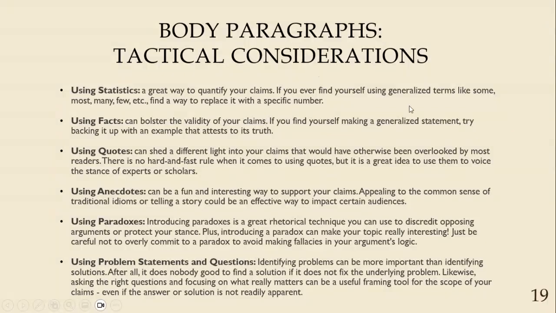Oh yeah, one thing I missed up here. So with statistics, if you find yourself using generalized terms like some, most, many, few, all, I would challenge you to find the research that proves it. Because usually we rely on those, they're called quantifiers. We don't want to rely on those existential qualifiers, because it often means that we're just assuming, like many, few.